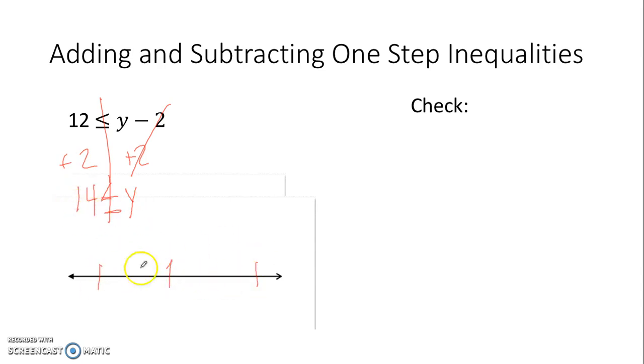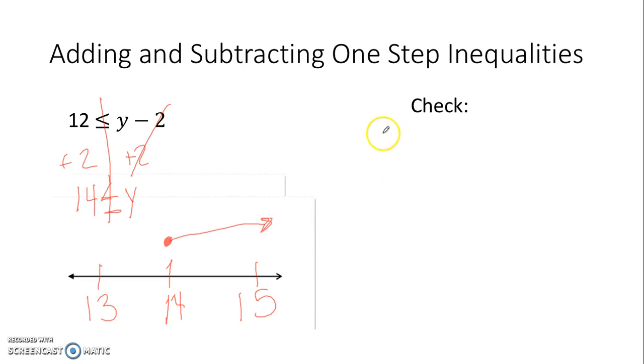Draw the 3 notches. 14 goes in the middle, and then do one below and one above. So we have 13, 14, and 15. Okay, now let's look at the sign. We have a less than or equal to sign, so we need a solid dot above the 14. Okay, we have 14 is less than or equal to y. So since 14 has to be less than or equal to y, that means y is greater than or equal to 14. So because it's greater than or equal to 14, that's why we draw the arrow to the right.